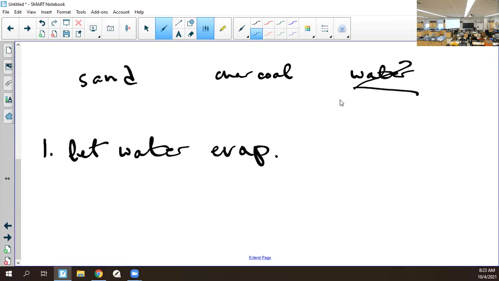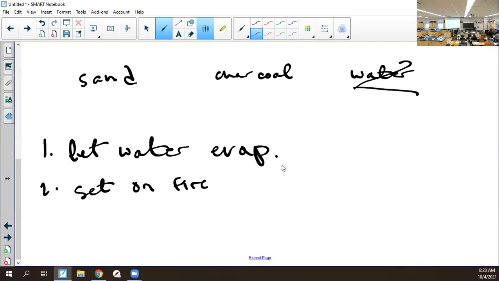Woo! All right. So we would let the water evaporate, and then we would light it on fire because charcoal is flammable and sand is not. So we would apply a heat source and wait for the charcoal to burn up and float into the air. We would measure the sand, because then that would be all that's left, right? All right. Again, this is just one example.